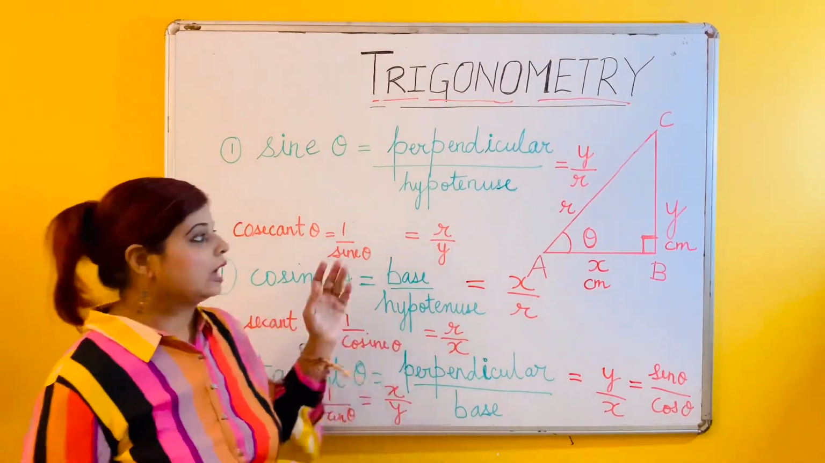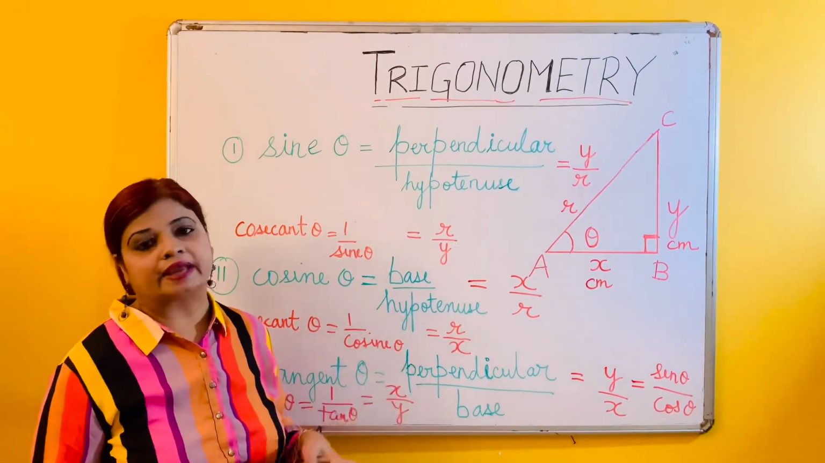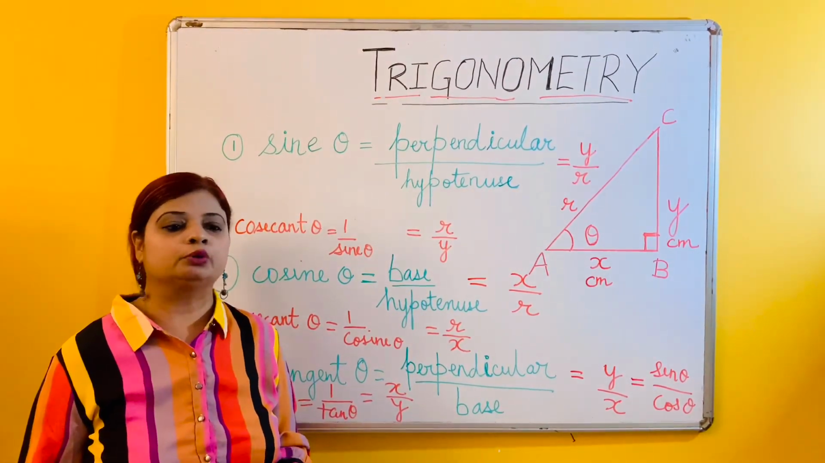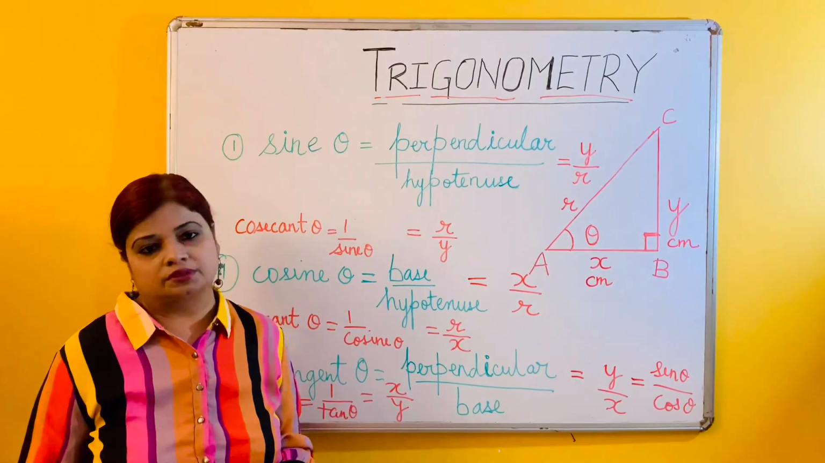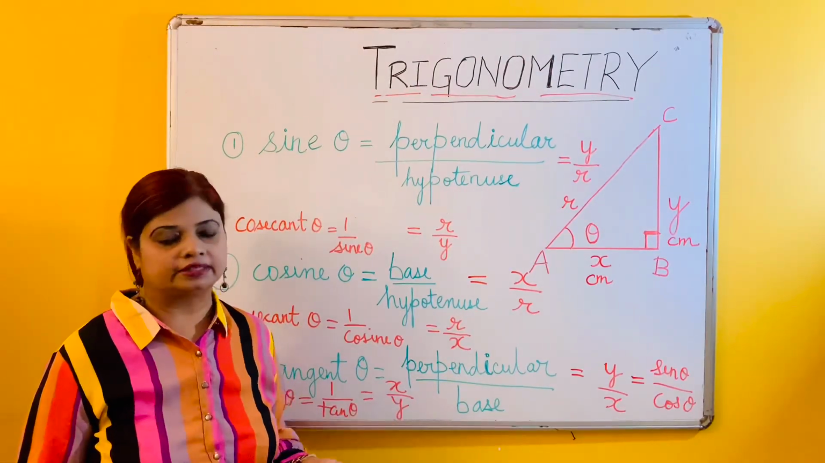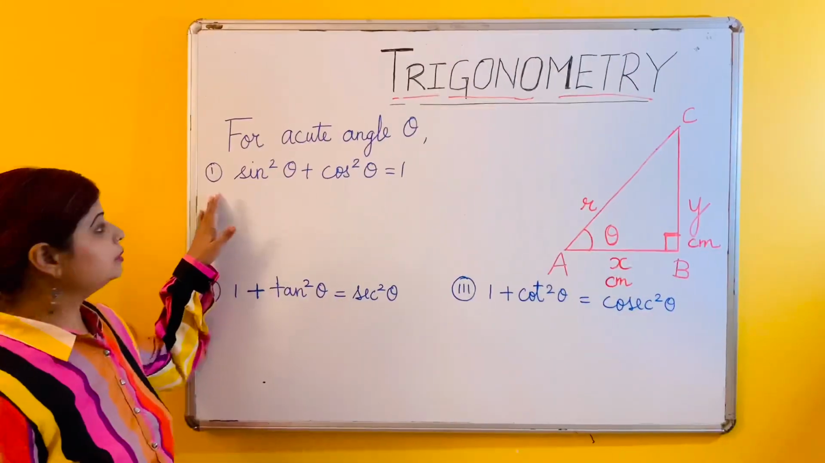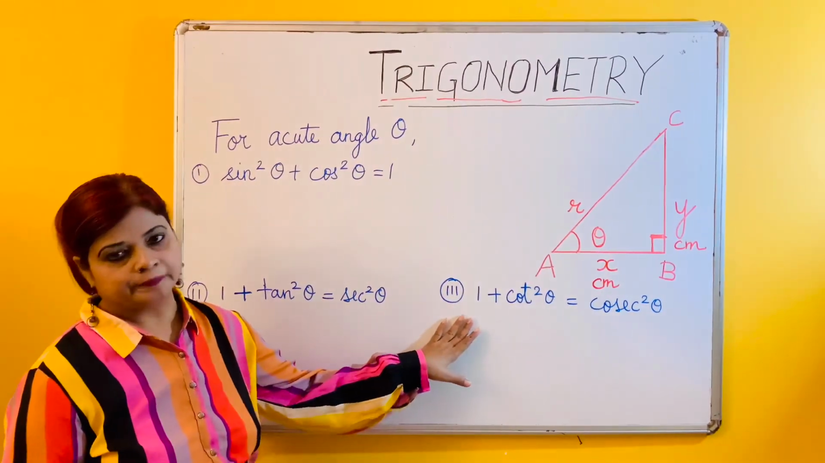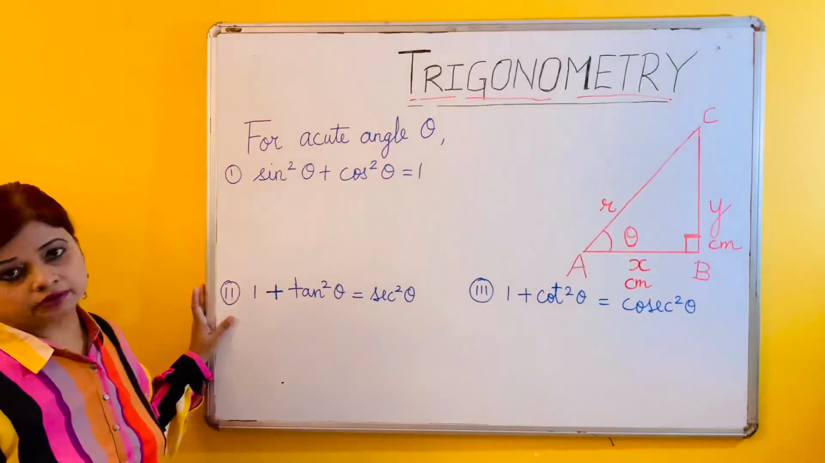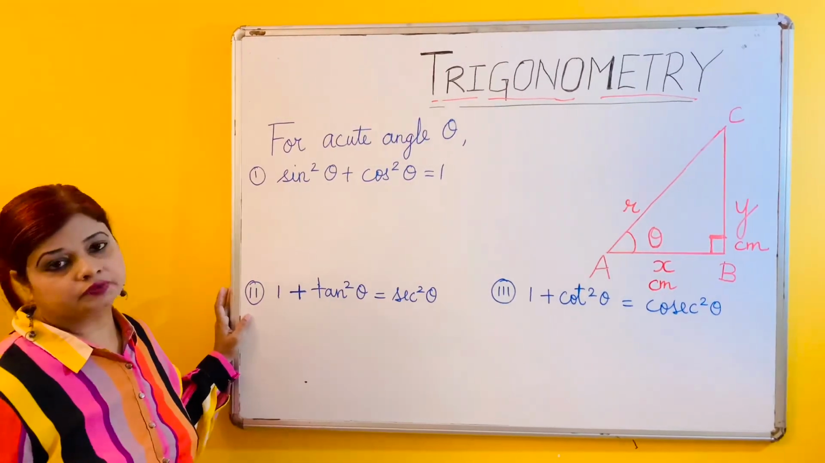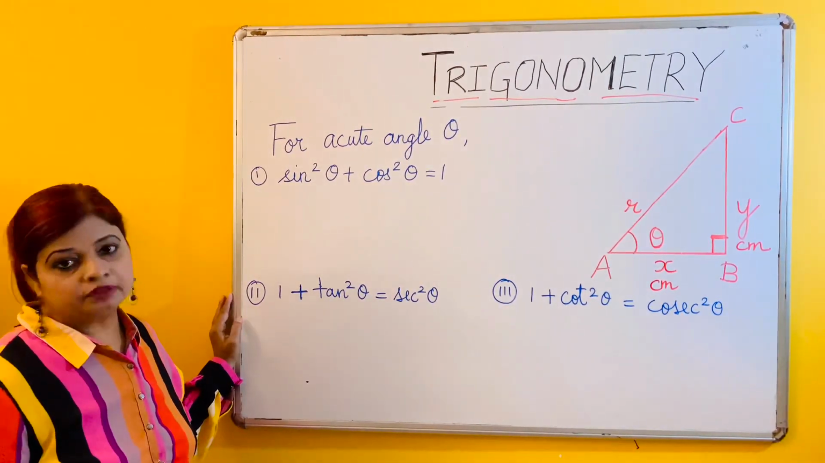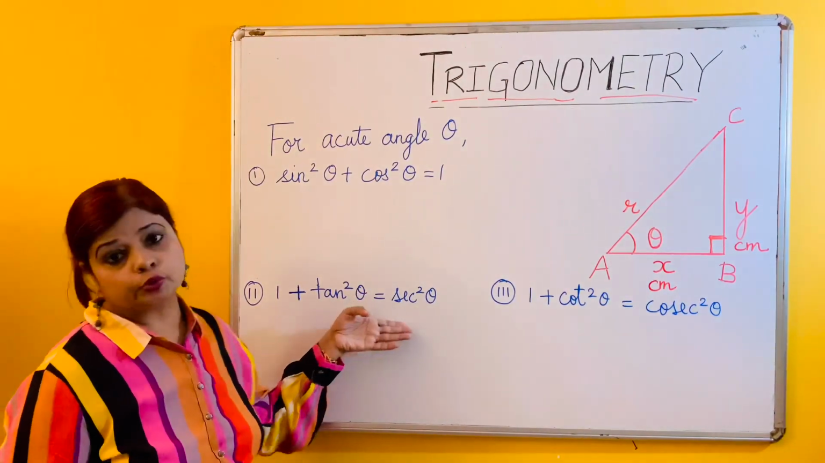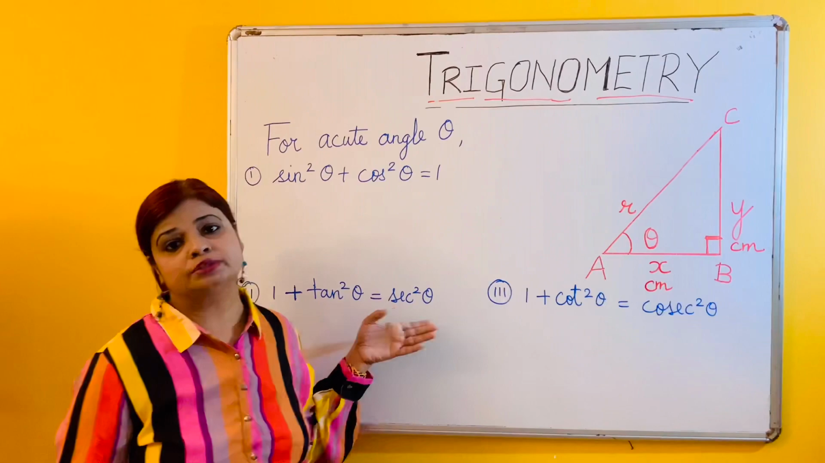Now we will learn about some trigonometric identities, based on which we are going to solve the problems. So let's move ahead. These are three important trigonometric identities which I have written on the board. Why are these called identities? Because these are proven things. Once you know this, you should be able to use them in problems.